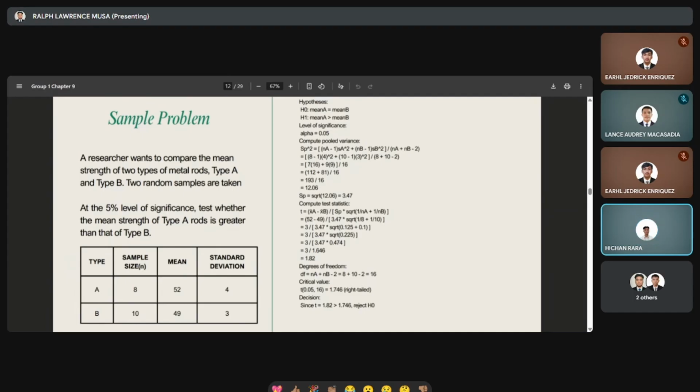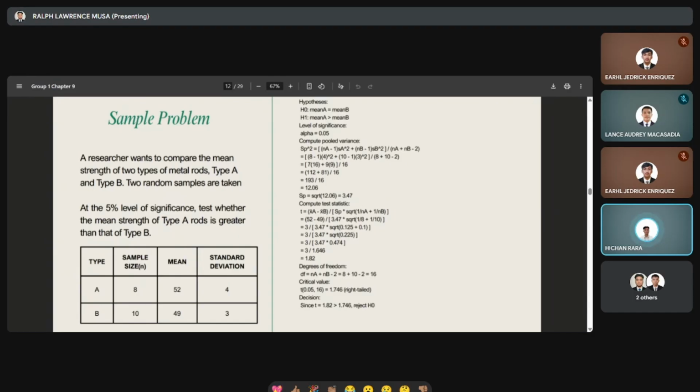Then compute natin yung pooled variance. Yan. Ganun lang din siya. I-substitute mo lang din sa formula natin kanina, yung medyo magulo. Then, ang makukuha nating value doon is 12.06. So, ano pa yun? Standard deviation na naka-squared. Square root pa natin yun para makuha natin yung standard deviation lang na hindi naka-squared. So, ang magiging value doon is 3.47.